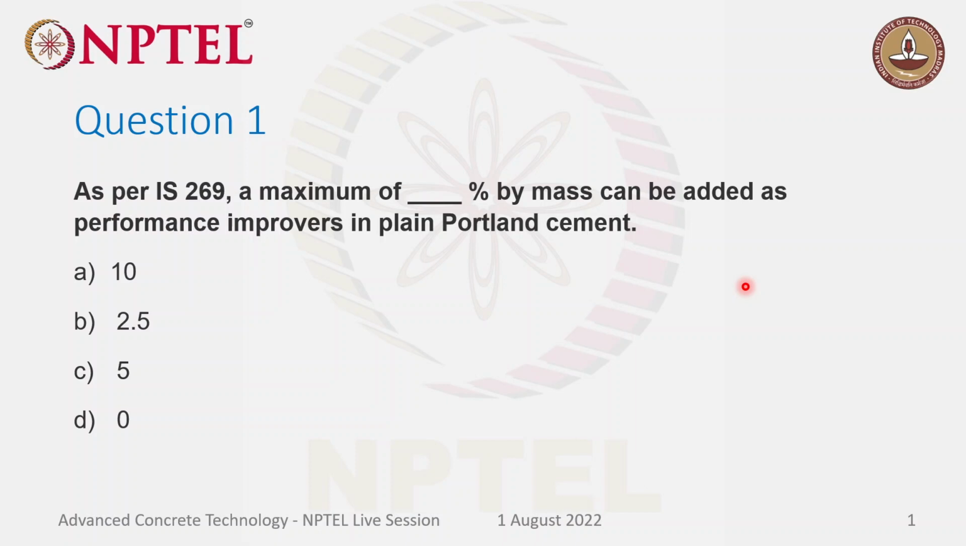This is the first question for this week. As per IS 269, a maximum of dash percentage by mass can be added as performance improvers in plain Portland cement. What is the maximum percentage of performance improvers that can be added to Portland cement? There are 4 options. You can give your answers in polls. If you're not able to understand the question, let me explain.